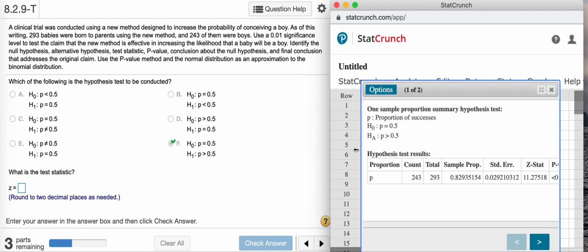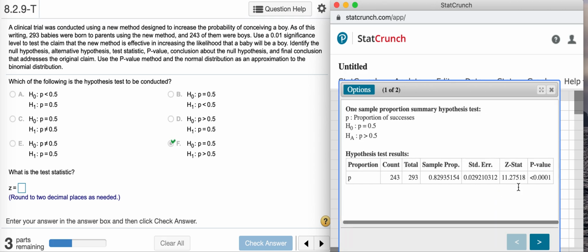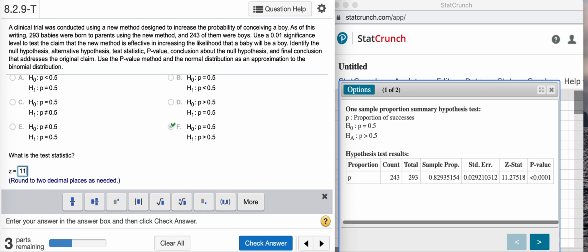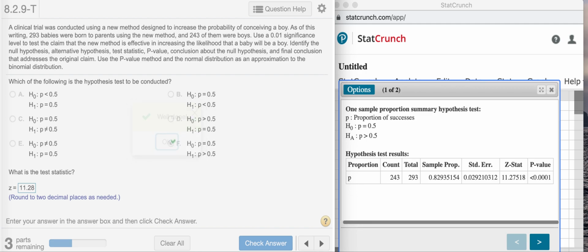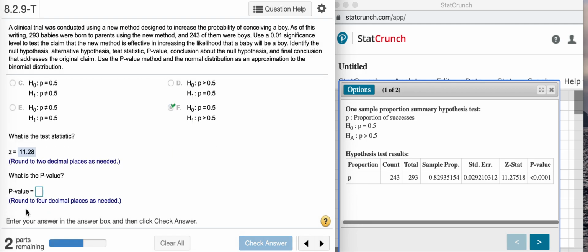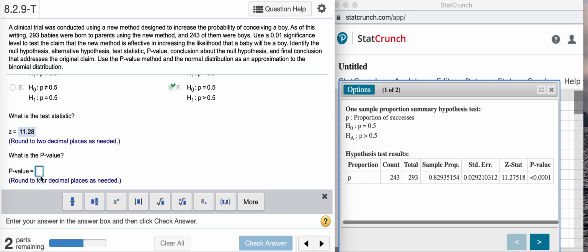So in our table, we're given the z-value, the test statistic, and to two decimal places, that would round to 11.28. And the p-value, rounded to four decimal places, would be less than 0.0001. If you look at the z-value, it's off the charts. So it's going to round to 0.